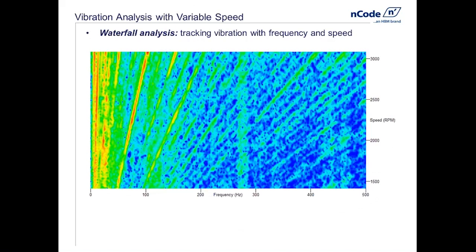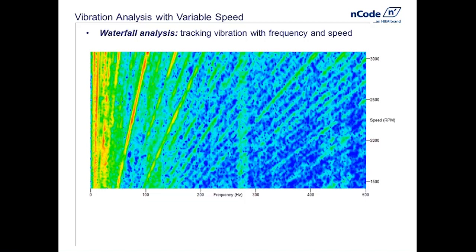One solution we're going to look at today for understanding rotational machinery dynamics is what we call waterfall analysis. This is tracking vibration magnitude as a function of speed and frequency. So this is a color map or waterfall analysis display. We'll see this live in just a little bit. What this shows is vibration magnitude in color, from blue being low magnitude up to red being high magnitude. And then the bottom axis is in frequency, cycles per second. And on the right side, the vertical axis, is in speed.